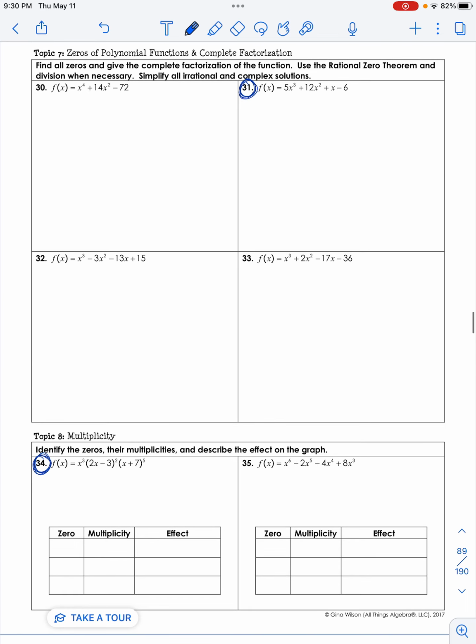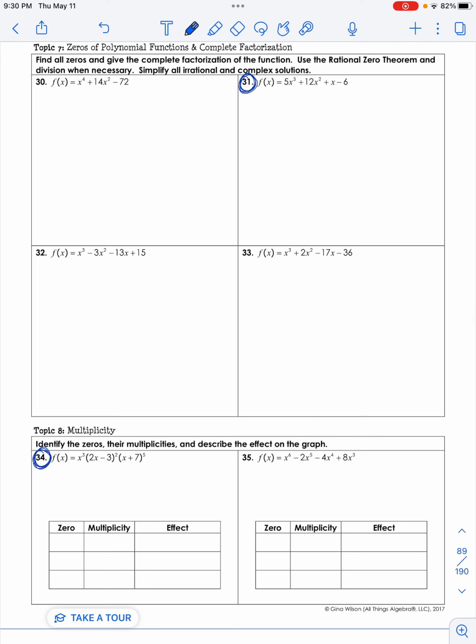Moving on to 31, now I ask you to put all this together. Find the zeros and give the complete factorization of the function. We'll use the rational zero theorem in division when necessary and simplify if we end up having complex solutions. Okay, so in this first one, I have no common factor. What I have to do is see where, well, I have a couple of options, I guess. I could start to factor this, see if I can do factor by grouping, or I could list the possible rational zeros.